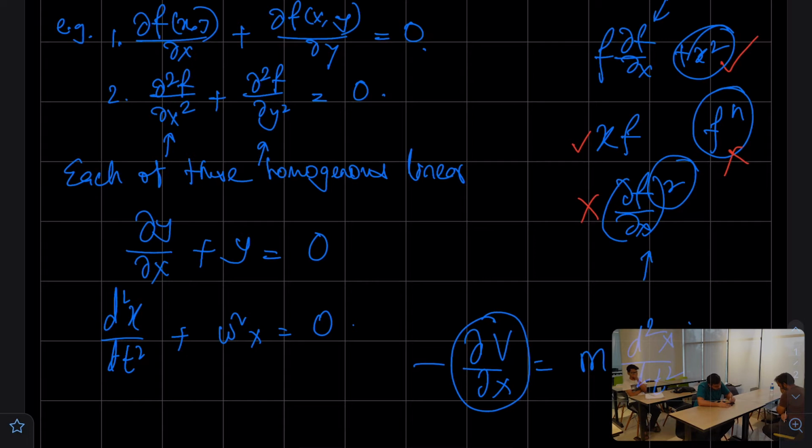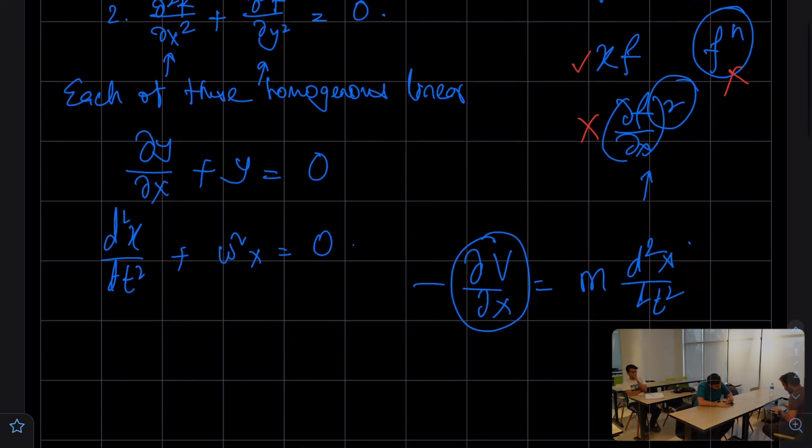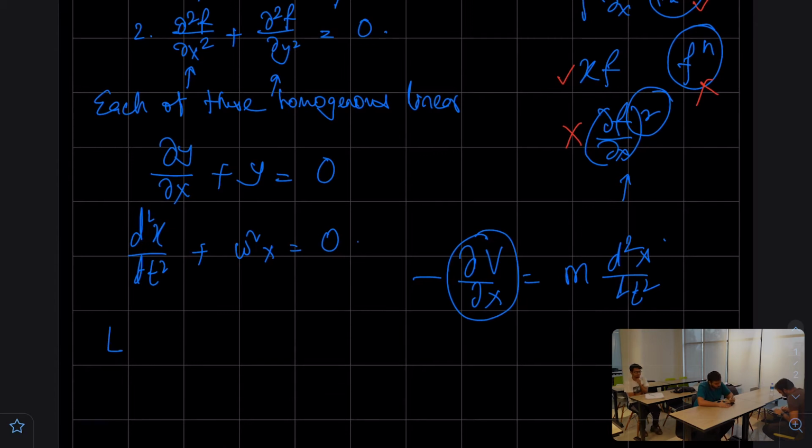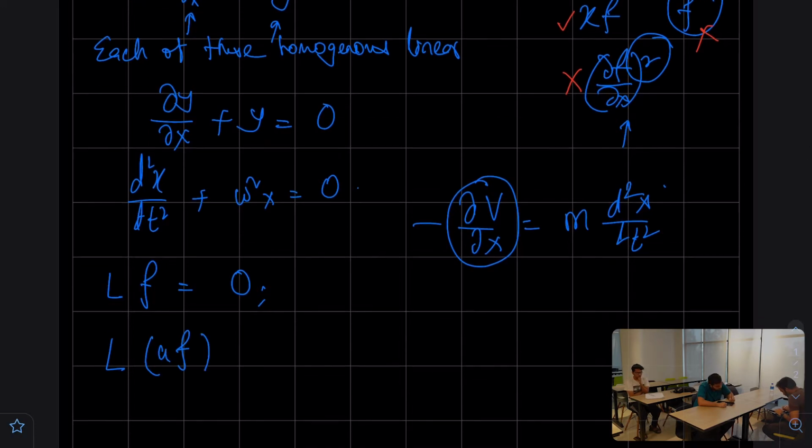What does it mean by having linearity? If you have linearity, what does that mean? You have a linear operator L acting on f equal to 0. So the operator has some linearity property. It means that if you act on this, it should be L(af) to begin with. And the second thing is L(f plus g) should be L(f) plus L(g), no? These properties.